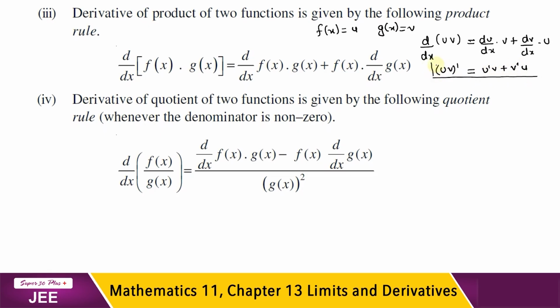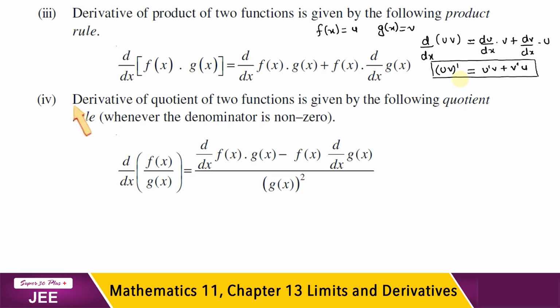Alright, you must also be comfortable in understanding it in this way: (uv)' represents the derivative of the product of the u and v functions, u' represents differentiation of u with respect to x, and v' represents differentiation of v with respect to x. So (uv)' is equal to u'v plus v'u. So this is the product rule of derivative of two functions.